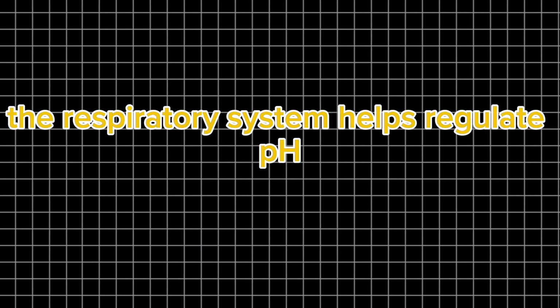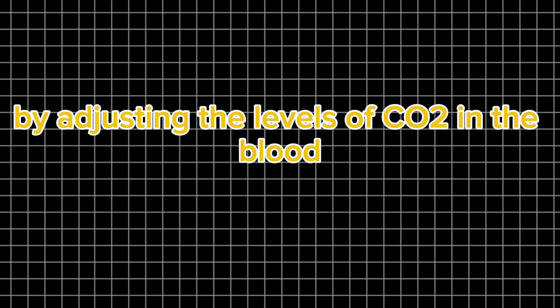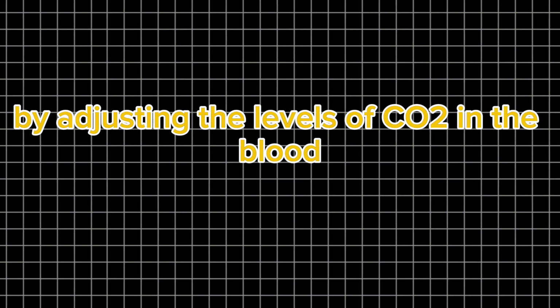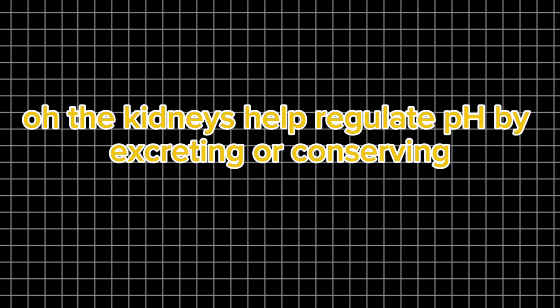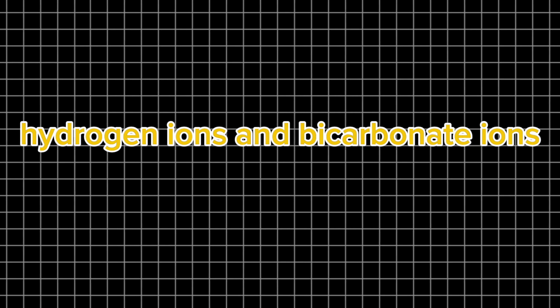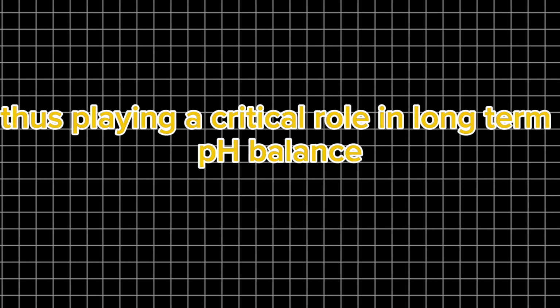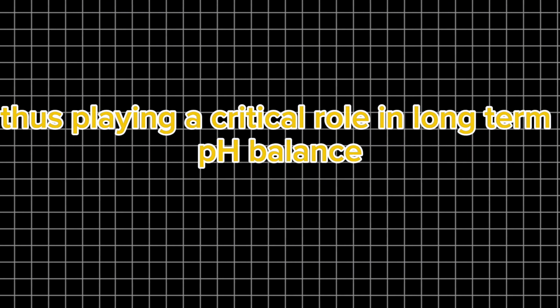2. Respiratory and renal compensation. The respiratory system helps regulate pH by adjusting the levels of CO2 in the blood. Breathing more rapidly expels CO2, decreasing acid levels, while slower breathing retains CO2, increasing acidity. The kidneys help regulate pH by excreting or conserving hydrogen ions and bicarbonate ions, thus playing a critical role in long-term pH balance.